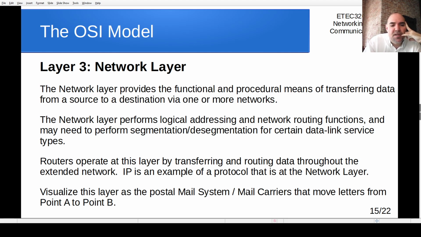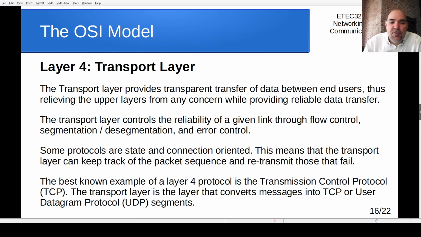And one of the ways to visualize that is the postal mail system with mail carriers that move letters from point A to point B. The letter has an address of not what mail station it goes to next, but what eventual destination it goes to. And so the mail system will look at those letters and say, oh, this is a letter that needs to go to this sorting station, so we're going to send it there. But the thing they're using to determine where to send it is the logical address that's on the outside, the destination address.